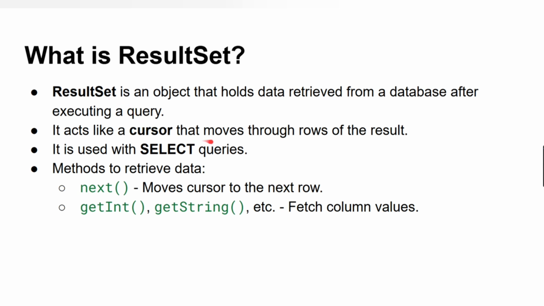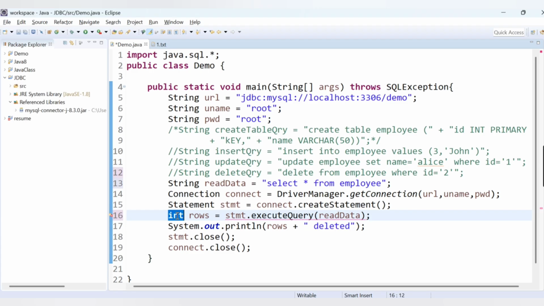Now we will see how to use it. So instead of int here, I will say ResultSet from the java.sql package. Let's change the name here to rs. Now I will remove this part here.